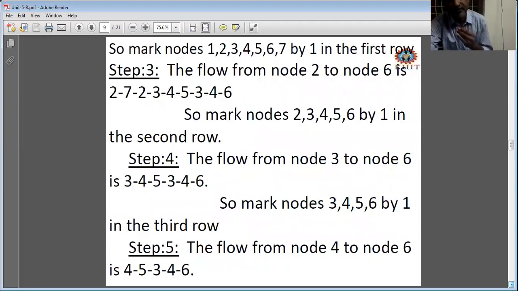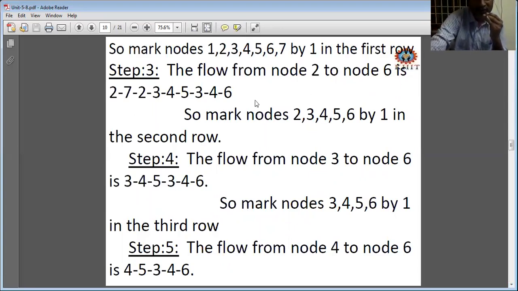Similarly, from step 3, mark nodes 1, 2, 3, 4, 5, 6, 7 by 1. Step 3, the flow from node 2 to node 6 is given by 2 to 7, 7 to 2, 2 to 3, 3 to 4, 4 to 5, 5 to 3, and 4 to 6. So mark the nodes 2, 3, 4, 5, 6 by 1 in the second row.